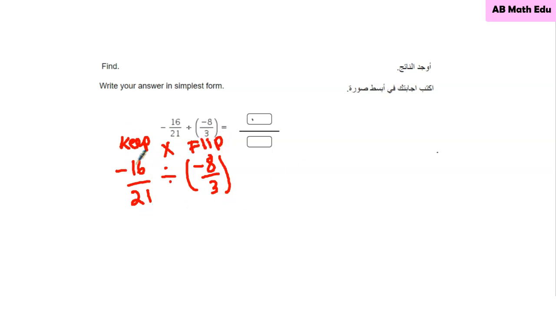We're going to keep this one. That means we're going to rewrite -16 divided by 21. Division becomes multiplication. We are flipping this one. So we flip it and we will get 3 divided by -8. From here, we can simplify before we multiply so that the numbers will be simple.